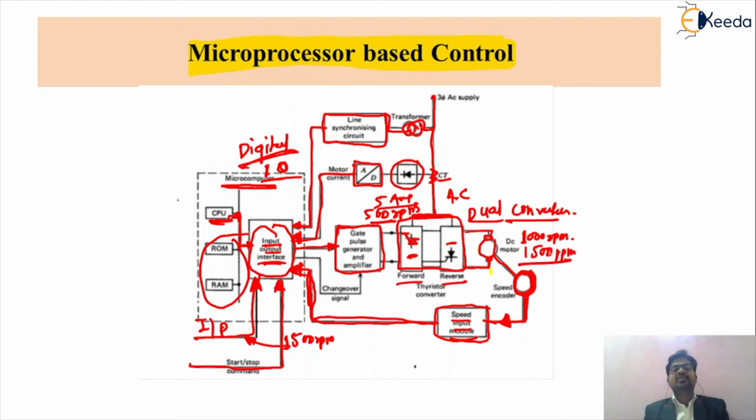So friends, in this way the microprocessor system will work, and it will control the speed of your DC motor as per our requirement. So this is the microprocessor based control of your traction drive.